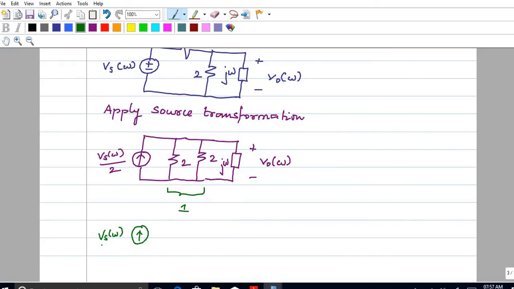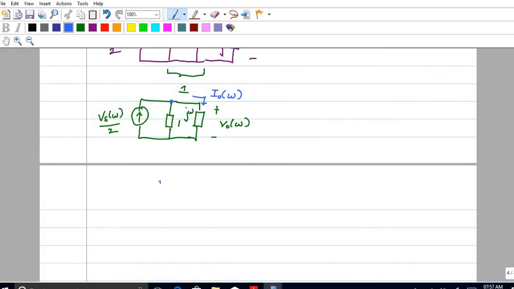Vs of omega by 2, then we have 1 ohm impedance, then j omega, V naught of omega. Say this is the total current that is coming to this point. The current gets divided. Let me assume that the current flowing through the inductor is I naught of omega. We'll apply the current division rule.